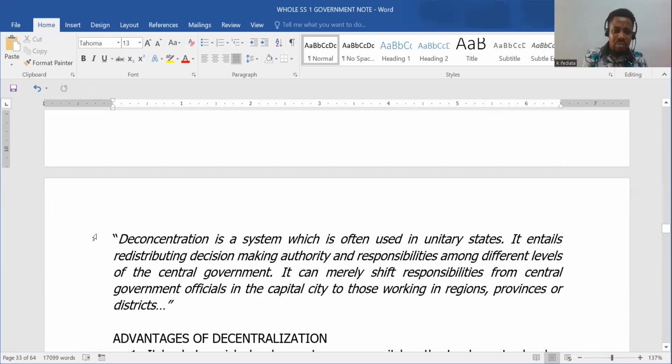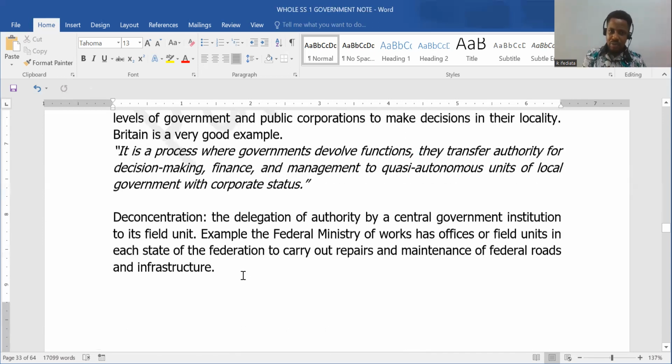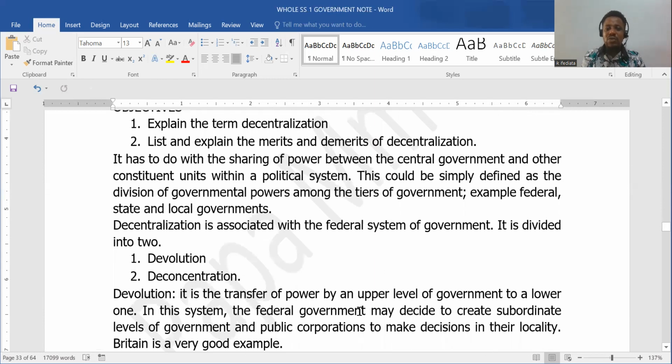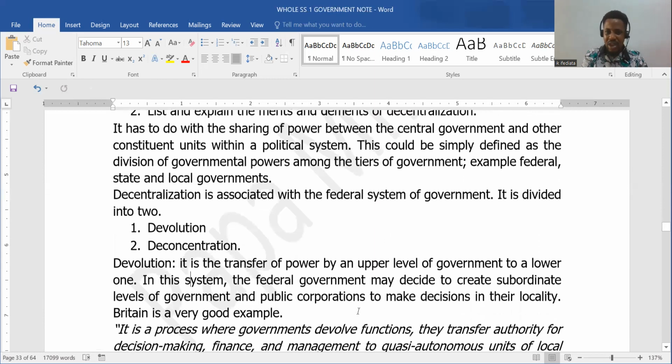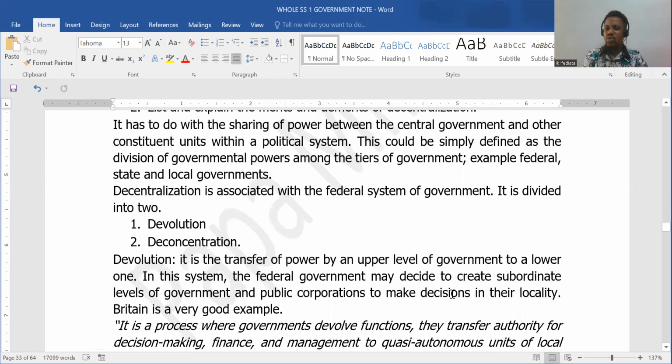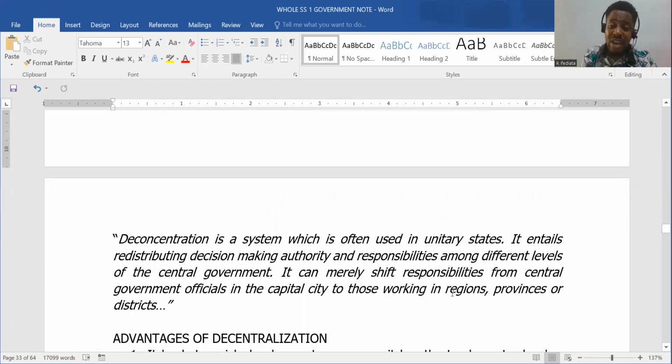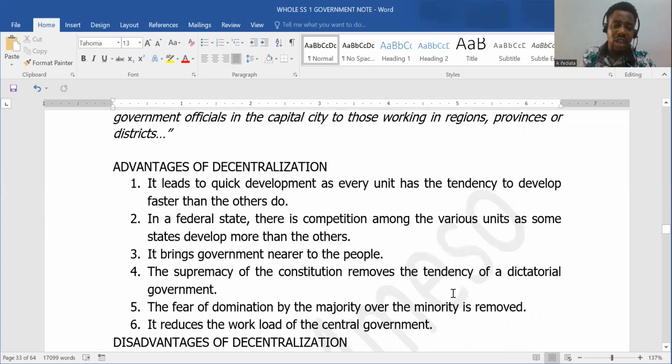Right? Let's go further. So deconcentration is a system which often is used in unitary states. It entails redistributing decision-making authority and responsibility among different levels of the same central government. Distributing among the levels of the same central government, while here we're trying to say that it is given to a subordinate level of government. We decide to create a subordinate level of government. You create it and give it the right to do what it wants to do, right? So please pause this video and play on these things and listen to the words again. It's very important.